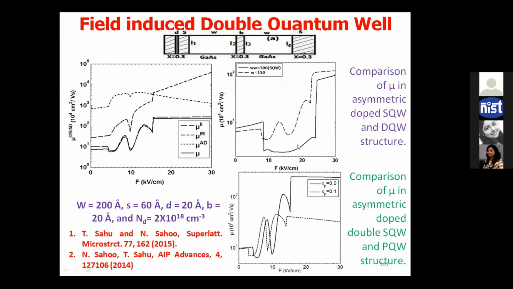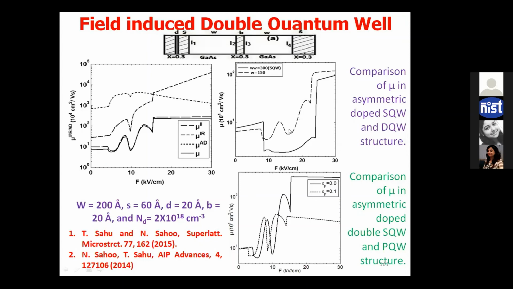You see the mobility, if you compare with a single quantum well, this is a single quantum well and this is a double quantum well. Now in a double quantum well, the oscillatory behavior of the mobility is more prominent. And this is due to the confinement and coupling effect.